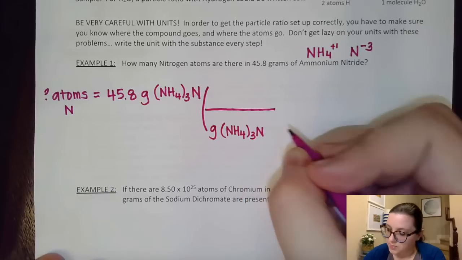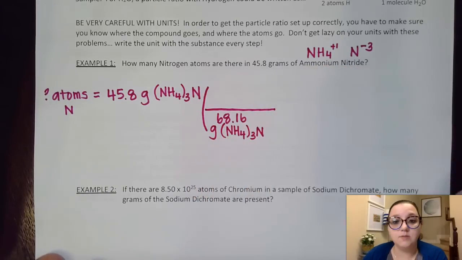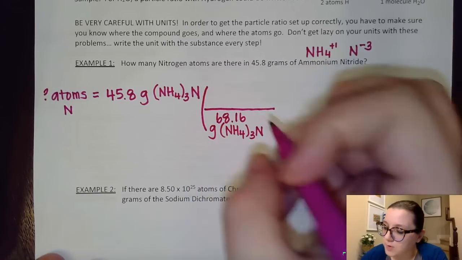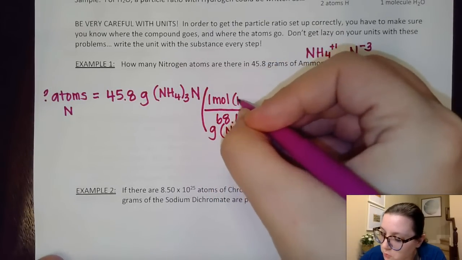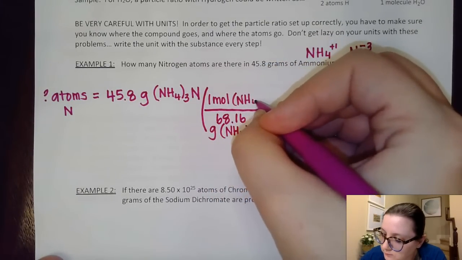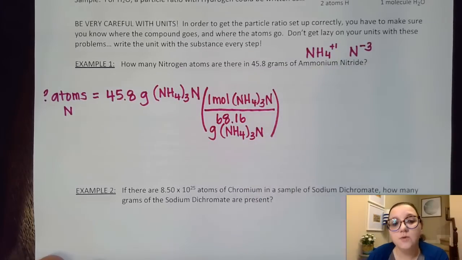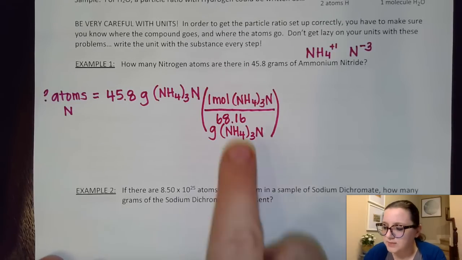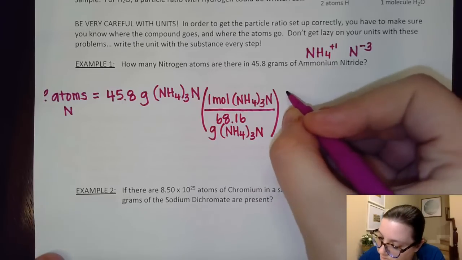And so I'm going to put that 68.16 grams on the bottom for every 1 mole of that (NH4)3N. So now here's where I can go from moles to particles. However, I'm still going to be in terms of that ammonium nitride, so I'm going to call those particles formula units since my substance is ionic.